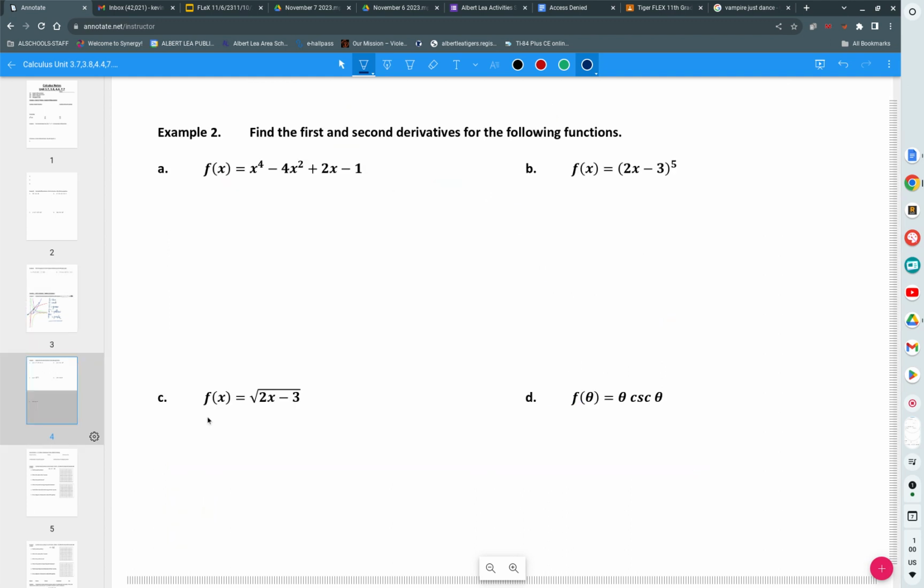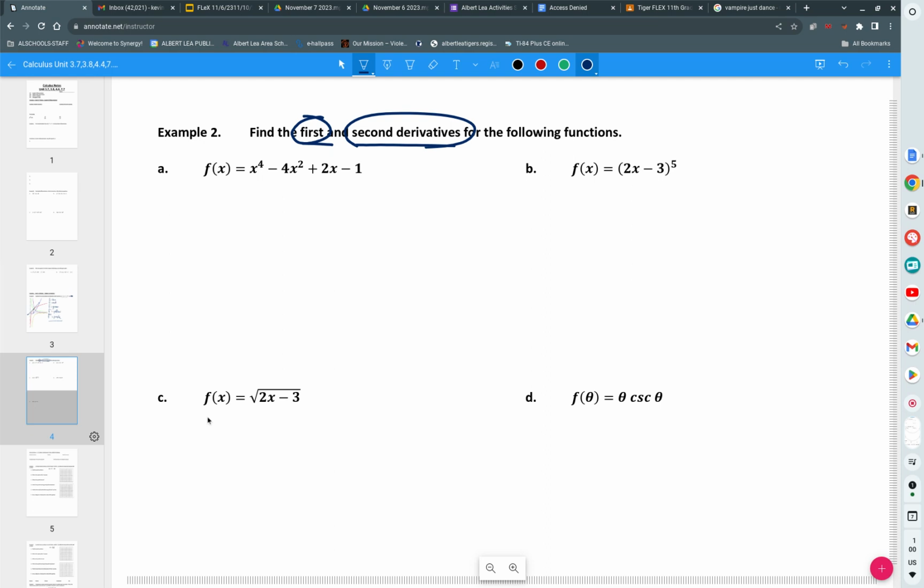All right, example 2 says find the first and second derivatives of the following functions. The fact is that the first derivative is often used. Again, this section is called higher derivatives, so we're taking more than one derivative. It is very common to take a second derivative, not very common to take a third derivative. And you're wondering about application to real life. Those of you taking physics, any physics people here? Okay, a couple people.